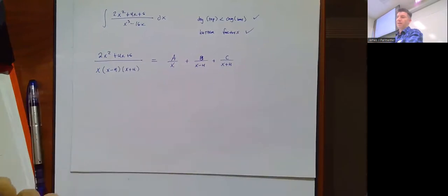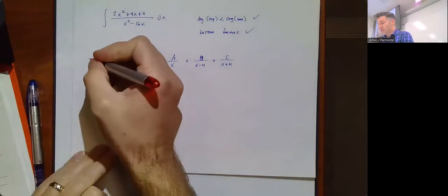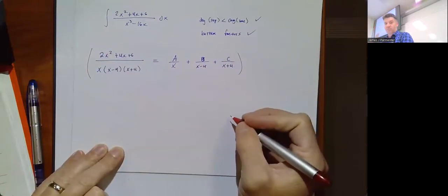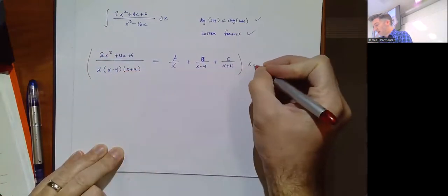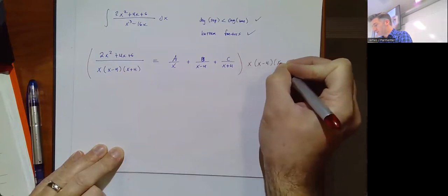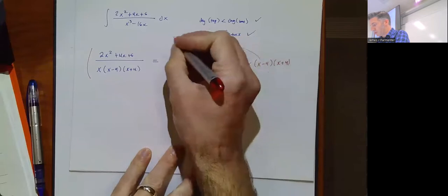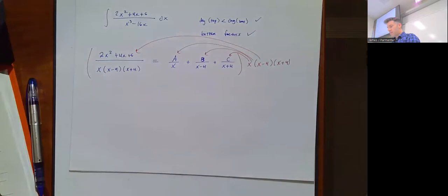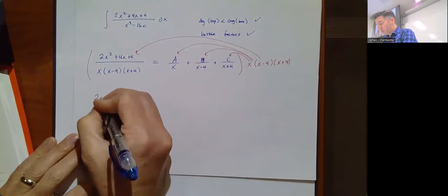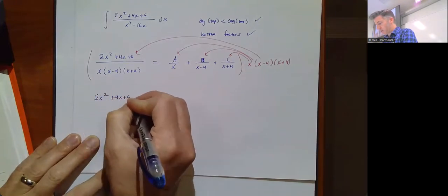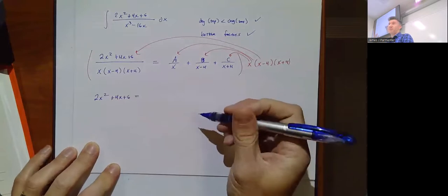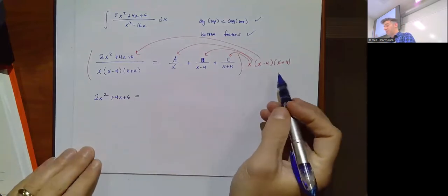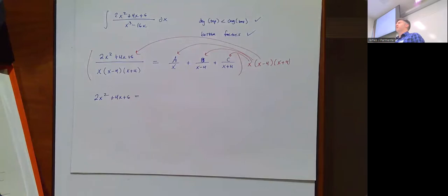So then this is the step that I feel gets forgotten after people do this too many times. The next step is just multiply both sides of this equation by this common denominator, x times x minus 4 times x plus 4. So we're going to multiply that to each of these pieces. The left side is just going to be the numerator every time, 2x squared plus 4x plus 6. The right side, you're going to cancel stuff. We don't want any denominators. The whole point of multiplying by this common denominator is that your new equation should not have any denominators.